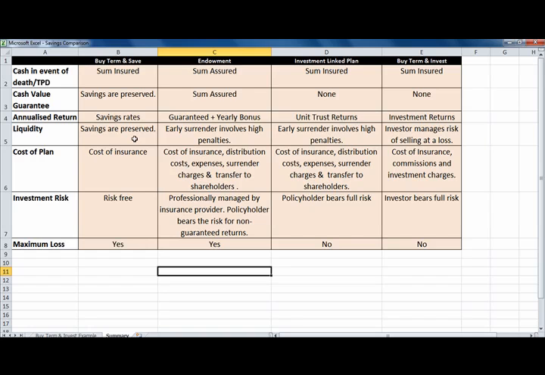In terms of liquidity, early surrender of the endowment or the ILP may result in high penalties. As each alternative has a different cost, the actual rate of return is derived by deducting the transaction costs. The investment risks among the options range from no risk to partial risk to full portfolio risks. The maximum loss can be derived for the first two alternatives. There is no guarantee for the last two options.